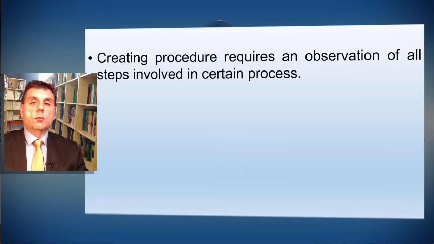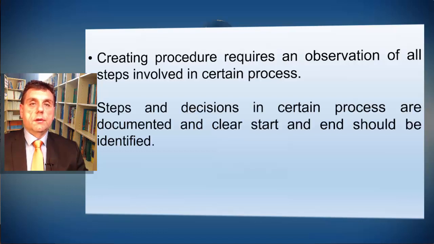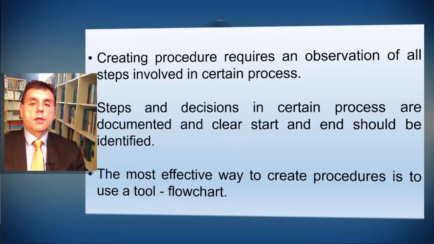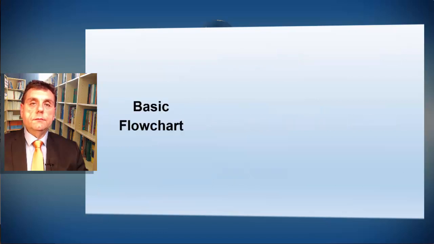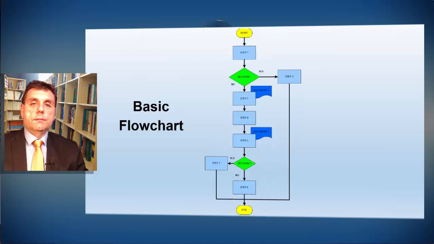Creating a procedure requires an observation of all steps involved in a certain process. Steps and decisions in a certain process are documented, and a clear start and end should be identified. The most effective way to create procedures is to use a tool, a flowchart. So a basic flowchart, which is the example on this slide here, explains from start to end which steps we should follow, along with the decisions and the documents that we have to complete in order to execute this particular procedure.